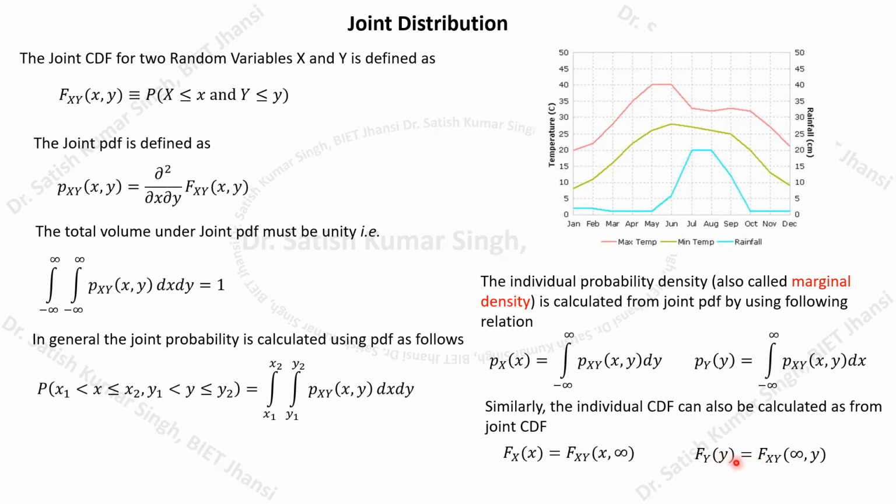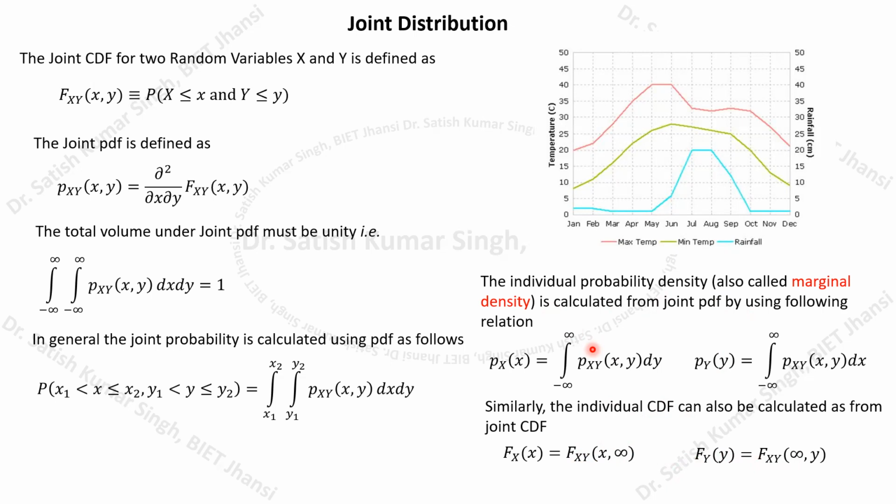Similarly, if you want to calculate F_Y(y), this can be obtained if you substitute x as infinity. So this way we can calculate the individual cumulative distribution functions, or the individual probability density functions, from the given joint CDF or joint PDF.